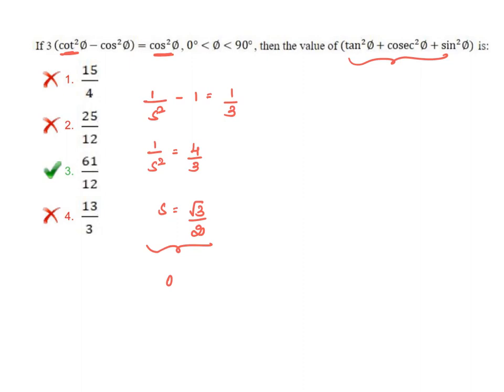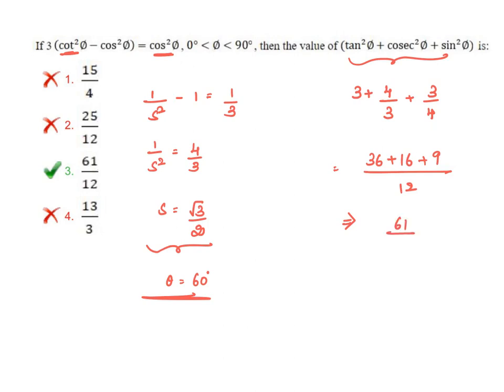If theta is equals to 60, or phi is equals to 60, I am taking it as theta, not a problem. So tan 60 is root 3. Root 3 whole square is 3. Cosecant 60 is actually 2 by root 3. So I am taking it as whole square, 4 by 3. Then this is 3 by 4. Take the LCM of 12. 12 3s are 36. 4 4s are 16. 3 3s are 9. So we have 61 in the numerator by 12. Answer is 61 by 12.